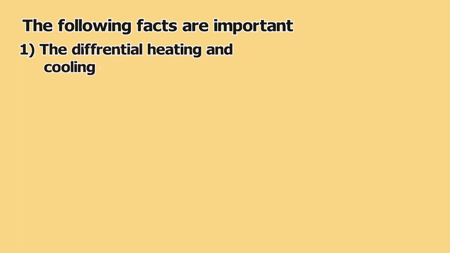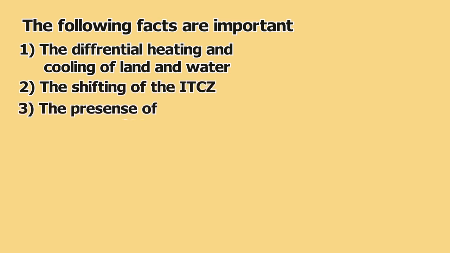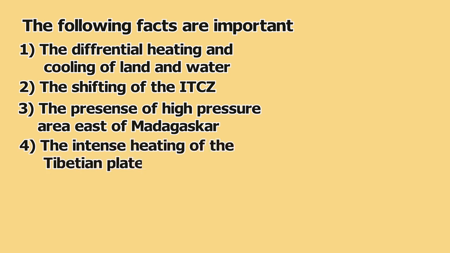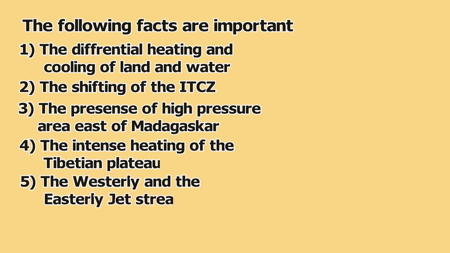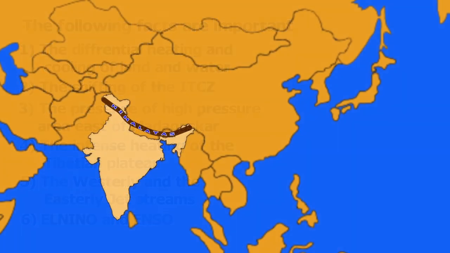First, heating and cooling of land and water. Second, the shifting of ITCZ. Third, the presence of the high pressure area east of Madagascar. Then, intense heating of the Tibetan plateau, the westerly and the easterly jet streams, and the development of El Nino and ENSO.